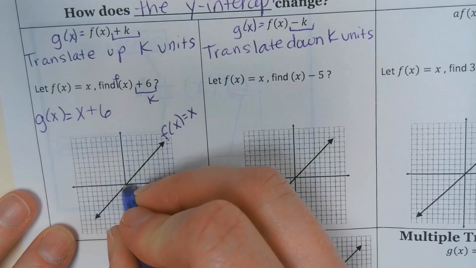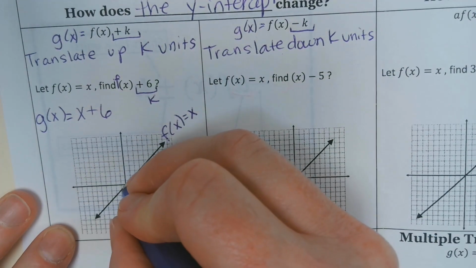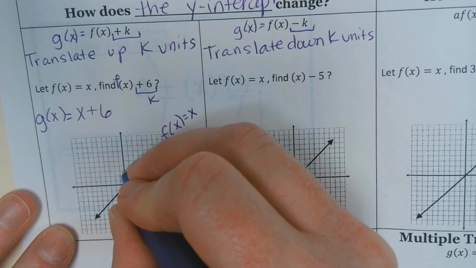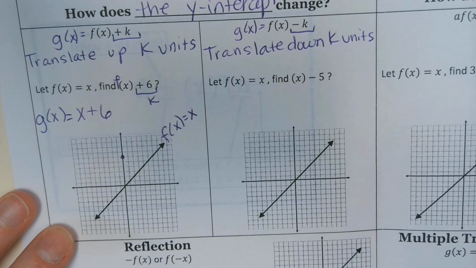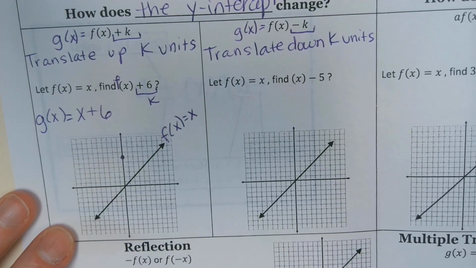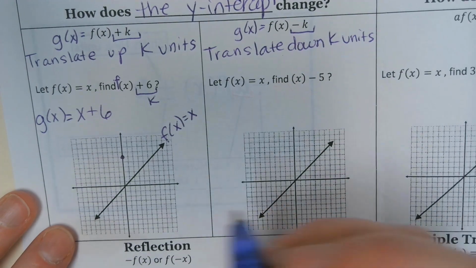So let's find out how that looks. So the origin's here, go up 1, 2, 3, 4, 5, 6. Every point is moved up 6 units. Or we can just graph it like normal.